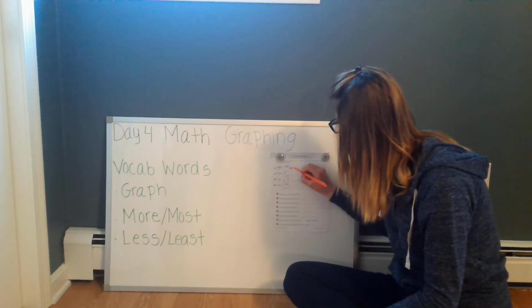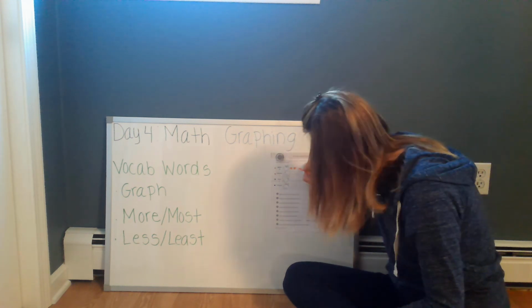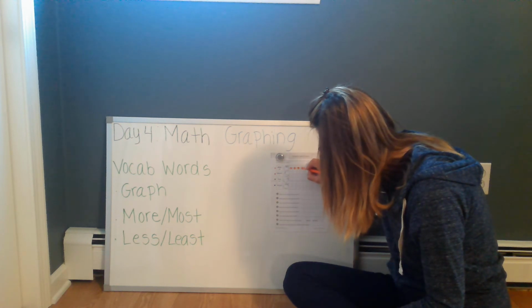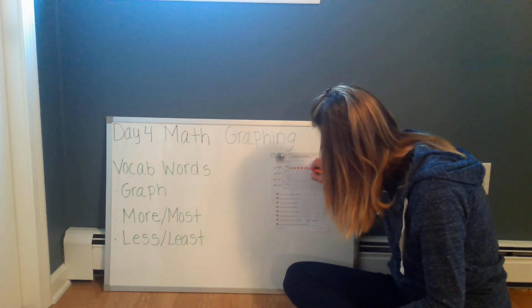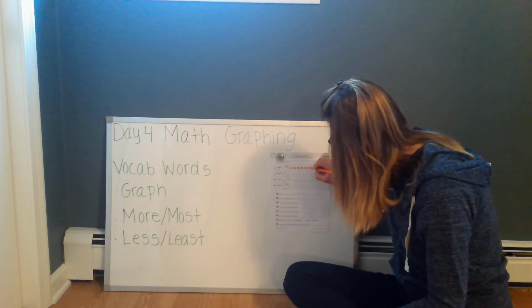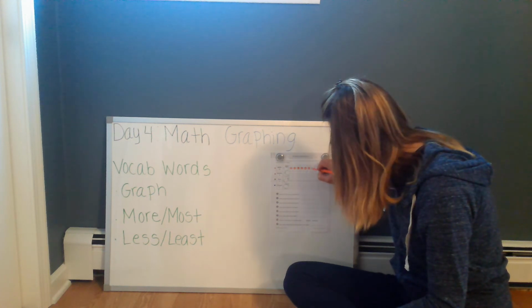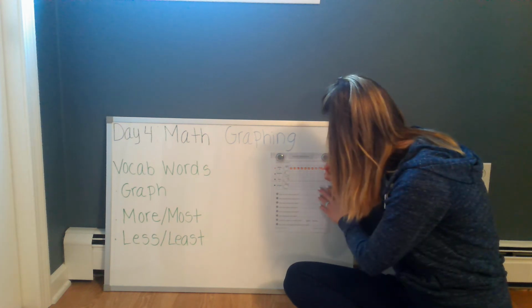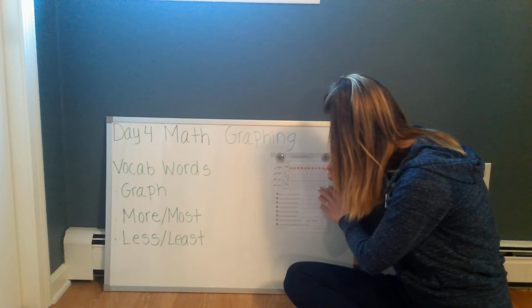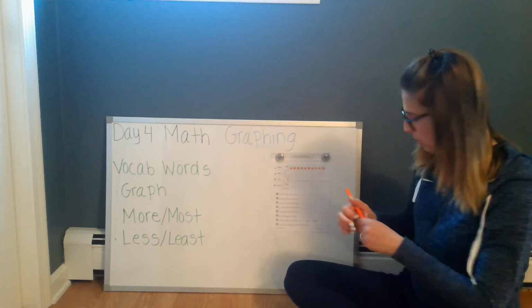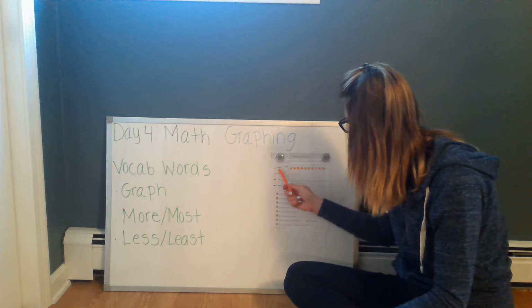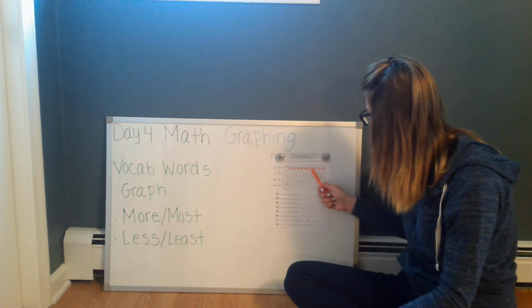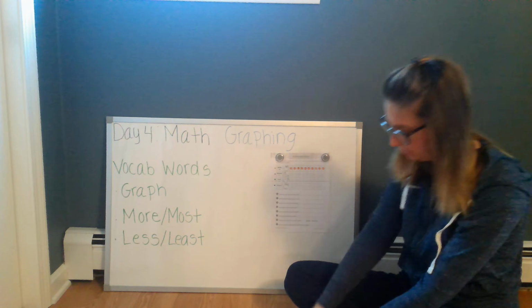1, 2, 3, 4, 5, 6, 7, 8, 9, 10. And then I'll just double check to make sure that I have 10 colored in for apples. 1, 2, 3, 4, 5, 6, 7, 8, 9, 10.